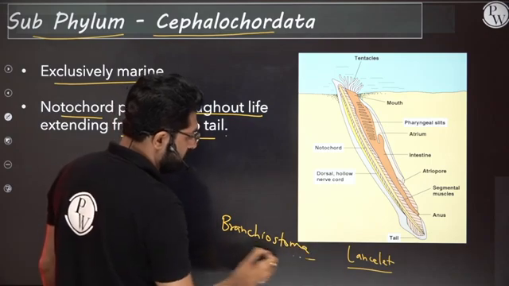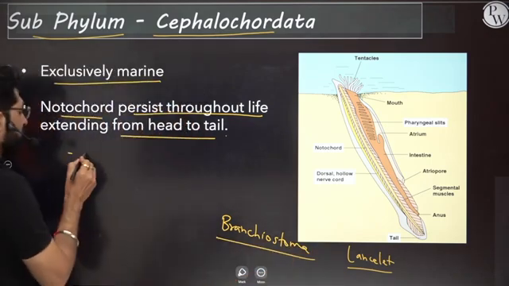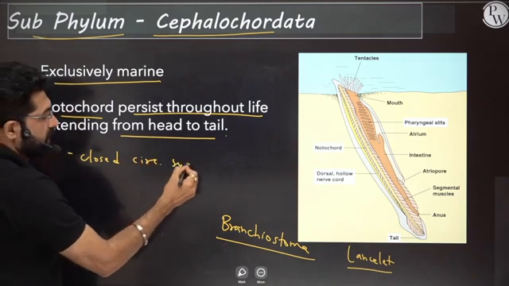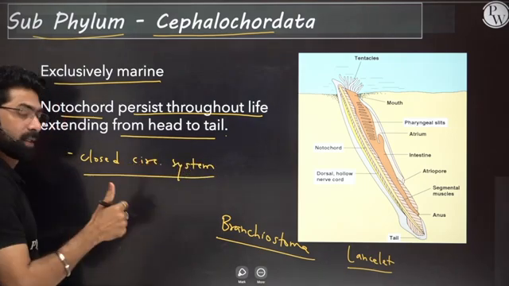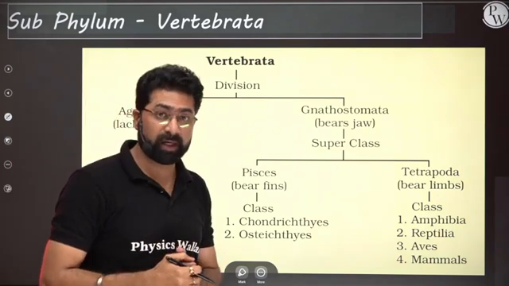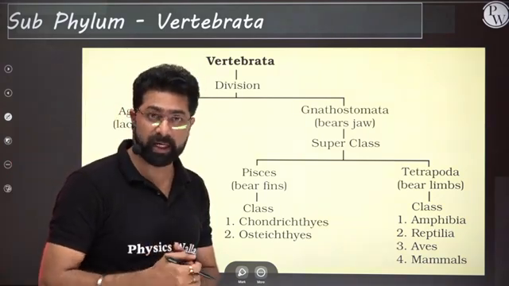This is commonly called lancelet, and they have a closed circulatory system. Please write down this important point. Is it okay? So let's see the classification of vertebrata. Now comes the subphylum vertebrata, as we talked about.